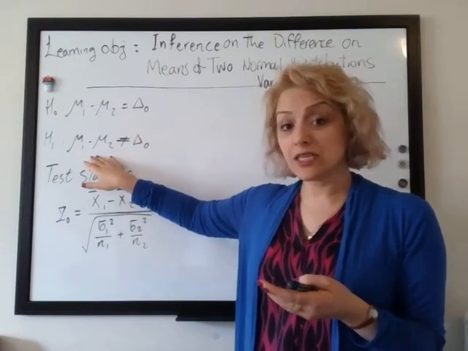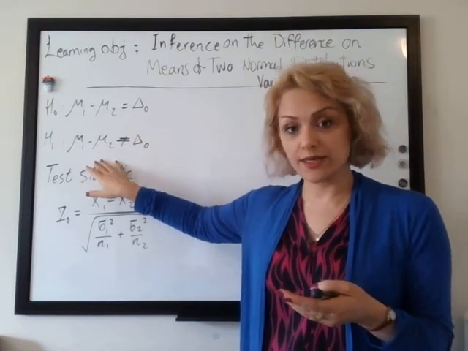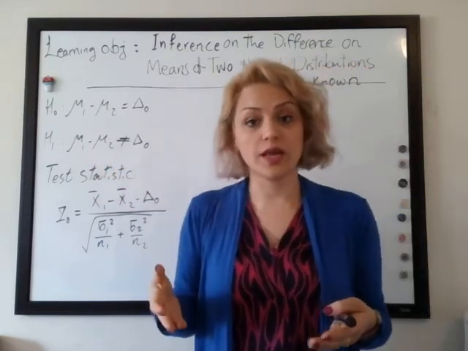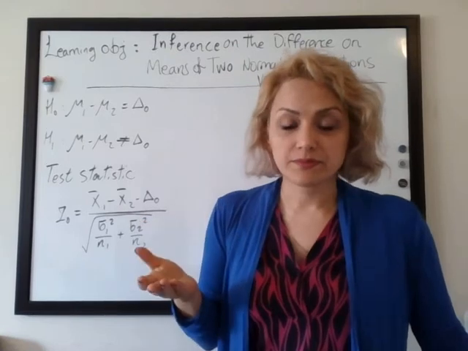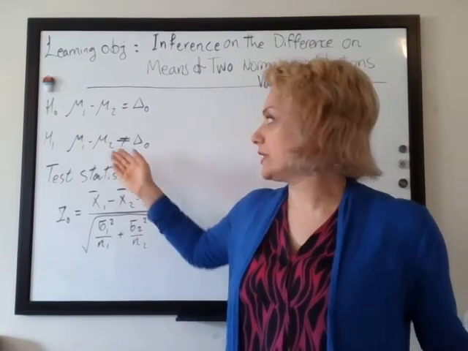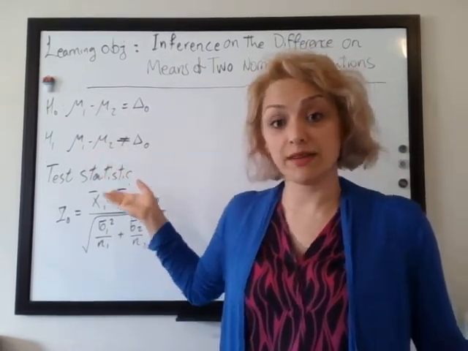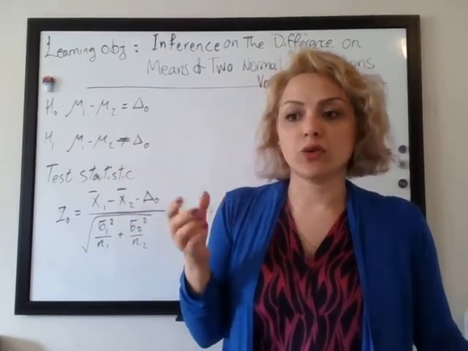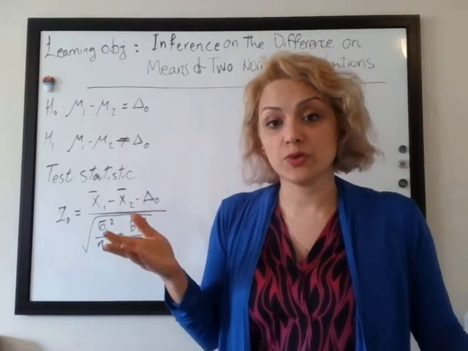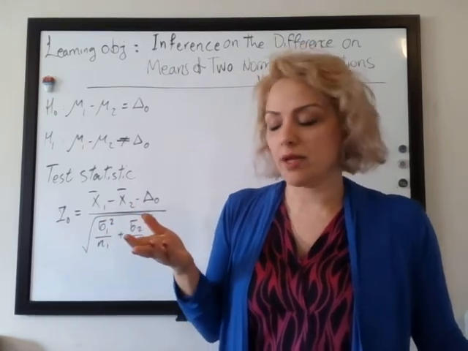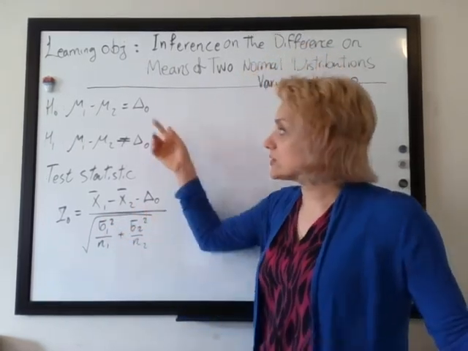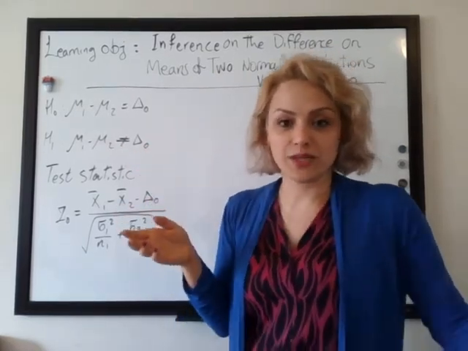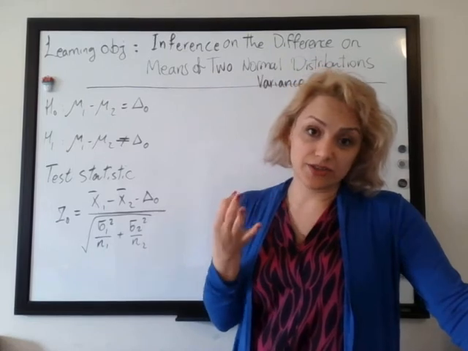And then the alternative hypothesis. If it's a two-sided test, it's going to be mu1 minus mu2 not equal to delta null. If it's a one-sided test, it would be mu1 minus mu2 greater than some value, or mu1 minus mu2 less than some value, like delta null. So this is H null and H1, the null and alternative hypotheses. And these are our first 3 steps.